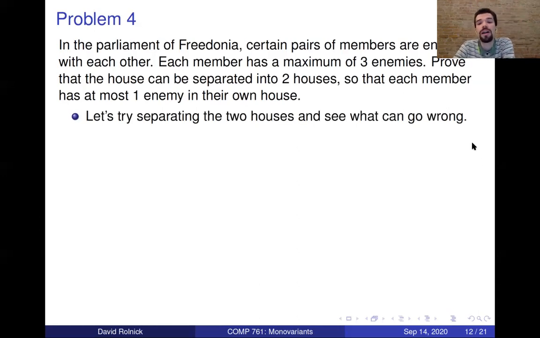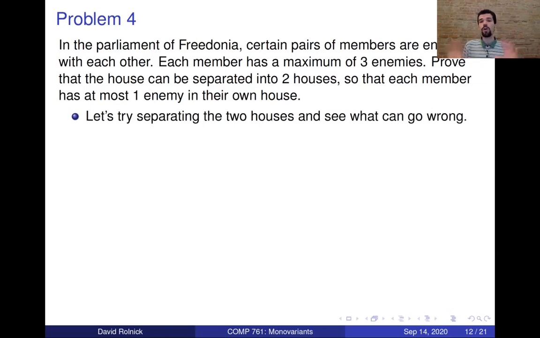What could go wrong if we tried separating just into 2 houses? We could try a small example, and probably if it were me, I would actually be working with a small example. But just because of the pedagogy here, let's just imagine it without any particular diagram of the example. Yes, enemyship is mutual, to answer the question. If I am enemies with Fred over there, then Fred is also enemies with me.